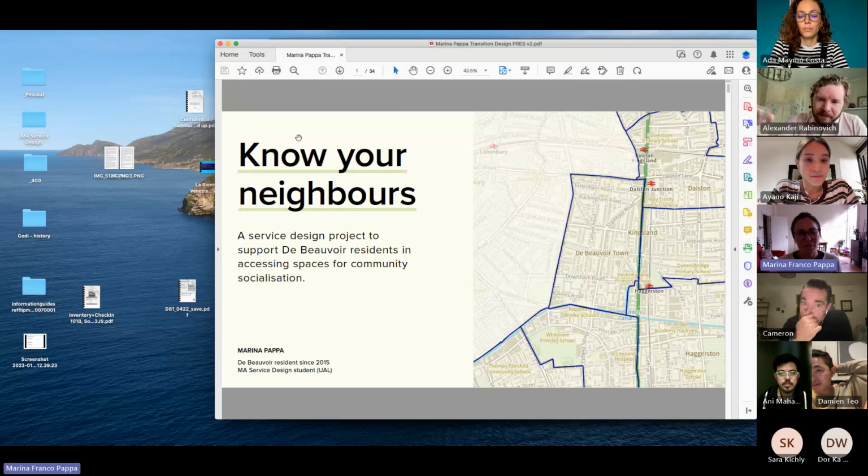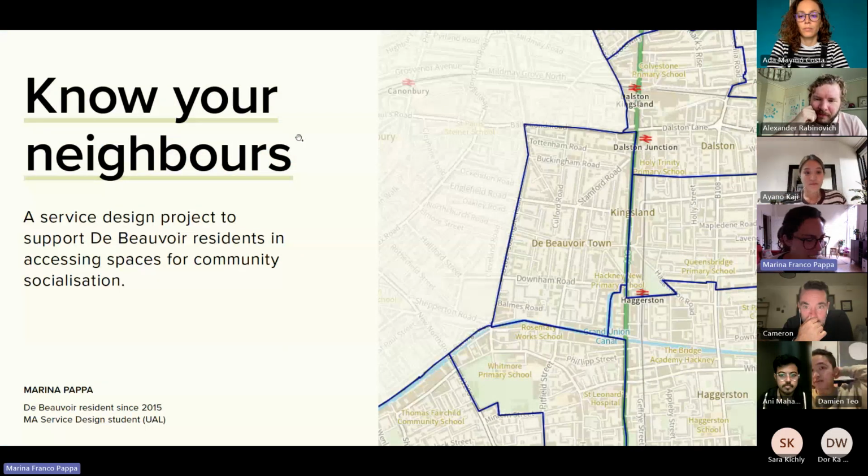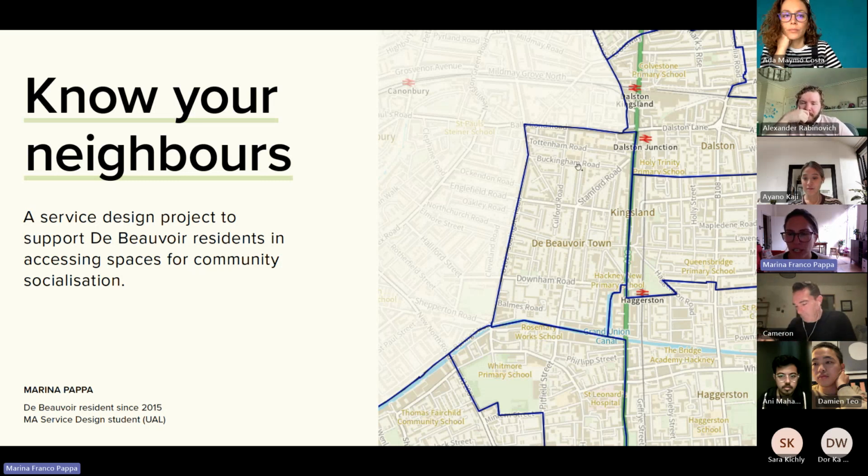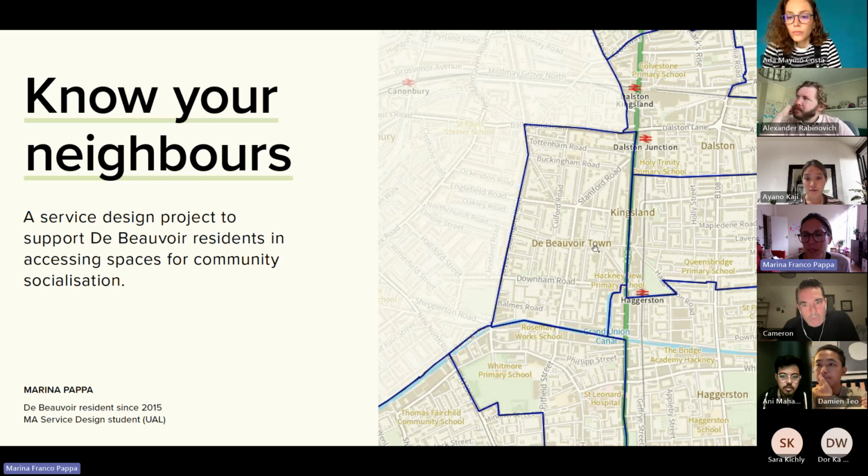Okay. So, yeah, I'm going to talk a little bit about how this kind of class is helping me to move forward with my project. But before that, I just wanted to give a little bit of context of what the project is about for those who are not familiar with it, although I think you probably all are. This project is based on my neighborhood, the Beauvoir, this place here, which is on the border between Hackney and Islington here in London.